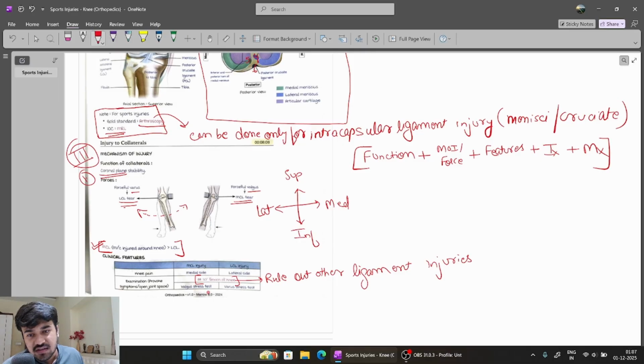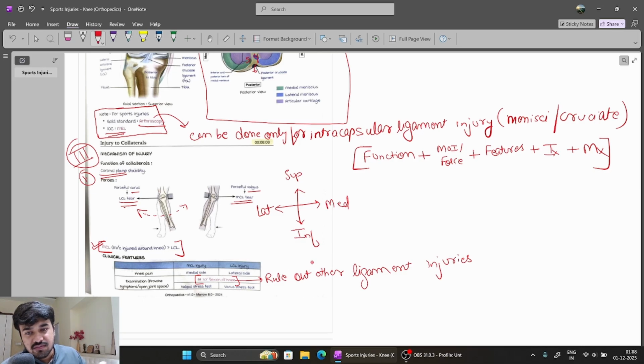Now the valgus stress test is self-explanatory: we push the leg towards the lateral side in the coronal plane. So we give a valgus stress, and if the patient complains of pain at the knee, then it's suggestive of an MCL injury or MCL tear. In the varus stress test, we basically push the leg medially in the coronal plane at the knee joint, and if the patient complains of pain at the lateral aspect of the knee, then that's suggestive of lateral collateral ligament injury, right? So basically, forceful valgus causes MCL tear, that's why we use the valgus stress test. Forceful varus causes LCL tear, we use the varus stress test, right?